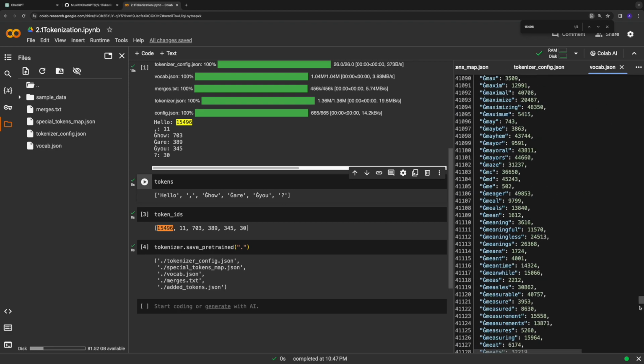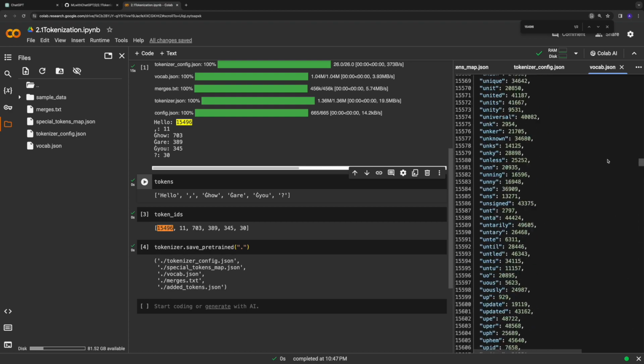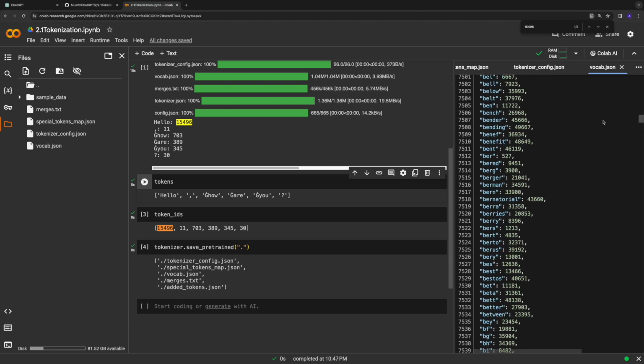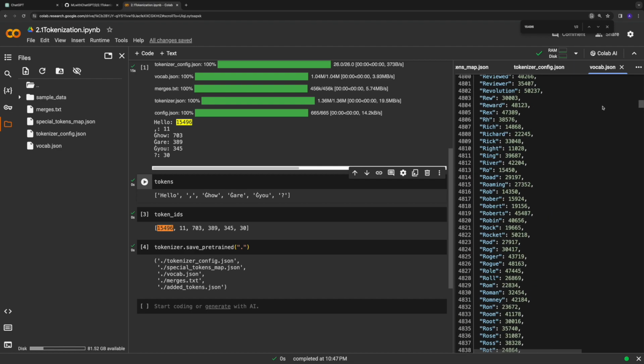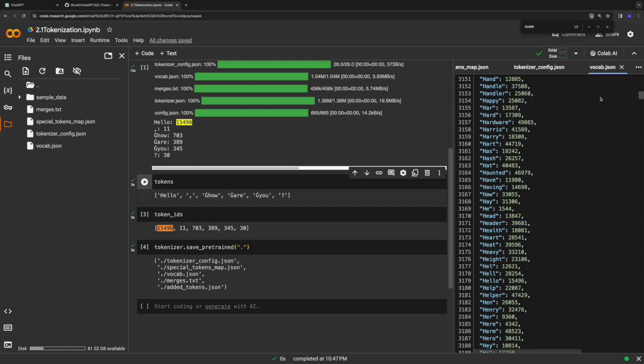So we can take a look at "hello" in the dictionary. So it's here, you can see, it's 15496. And this is how tokenization works.